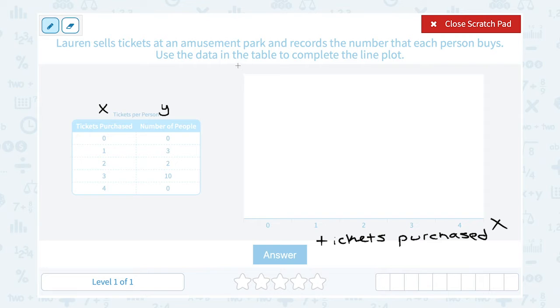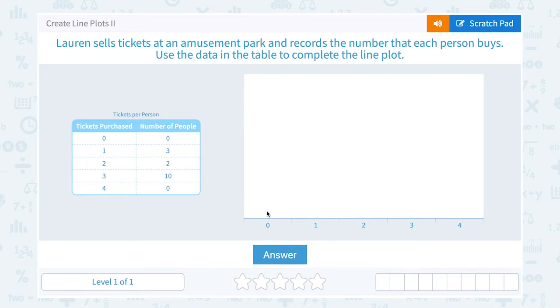And then the Y-axis is always the vertical axis that goes up and down. On this axis, we would have the number of people. Notice for 0 tickets, we had 0 people, so in my column that says 0, I'm going to leave that blank. Next, for 1 ticket, there were 3 people that purchased 1 ticket, so I'm going to include 1, 2, 3 X's because those represent 3 people.